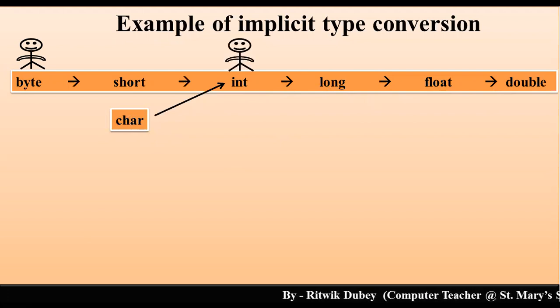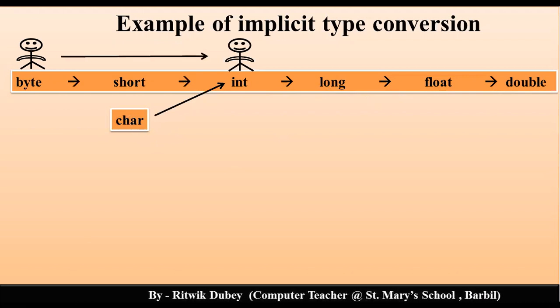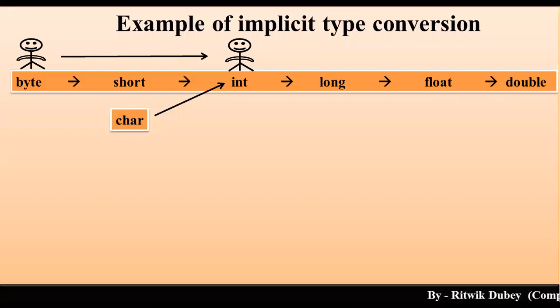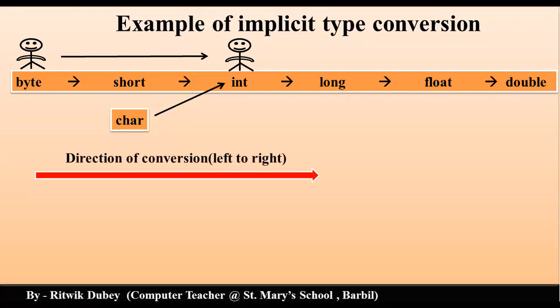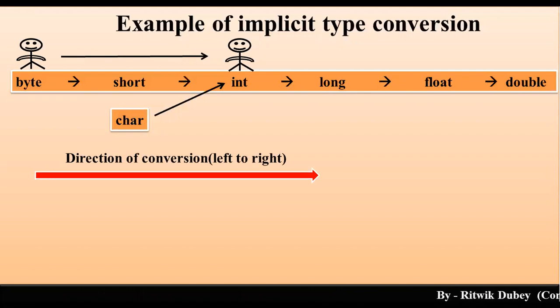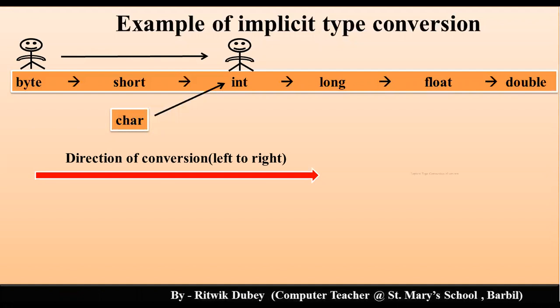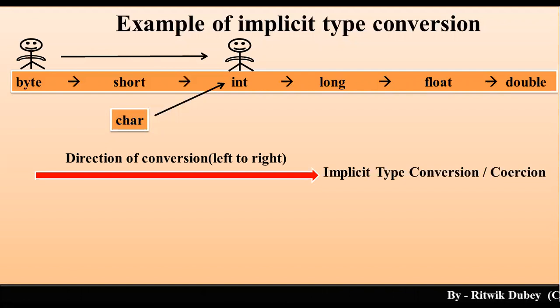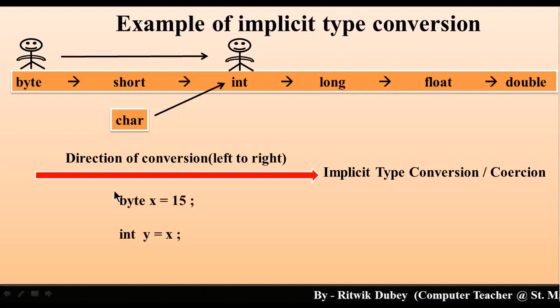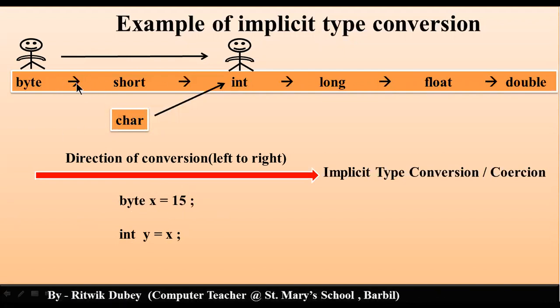Now, if the compiler is automatically converting to int type, what is the direction? You can see the direction is from left to right. Yes or no? So if the direction of conversion is left to right, it is called implicit type conversion, or we can say coercion. Now see the statements and try to relate them by looking at the chart, by looking at the figure.